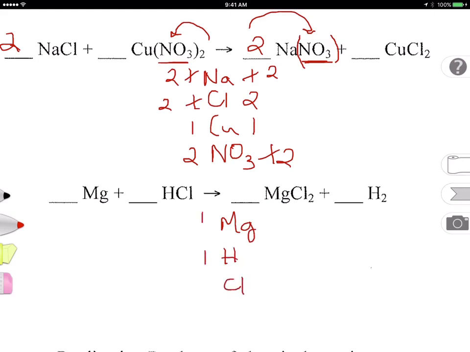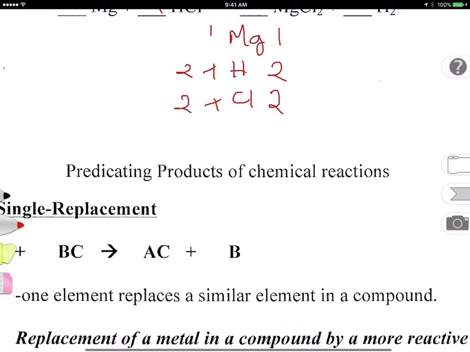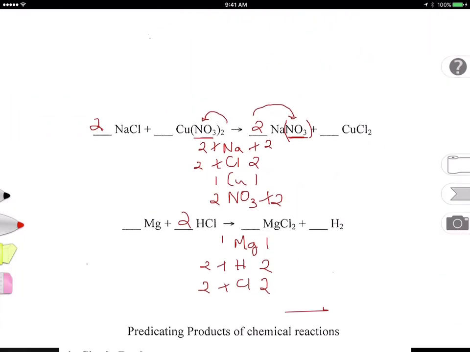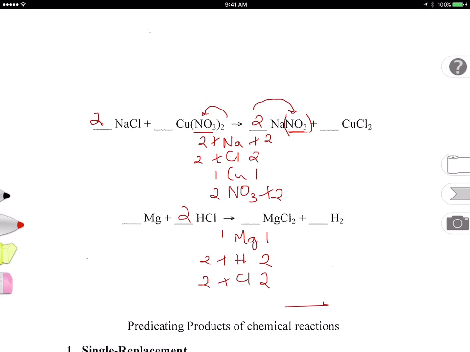Mg and HCl, 1, 1, 1 across the board, magnesium 1, chlorine 2, hydrogen 2. I need to have 2 hydrogens, and now I have 2 chlorines, and it's good. And that takes us through balancing equations. And so now it will be time to practice on your own. Good luck.